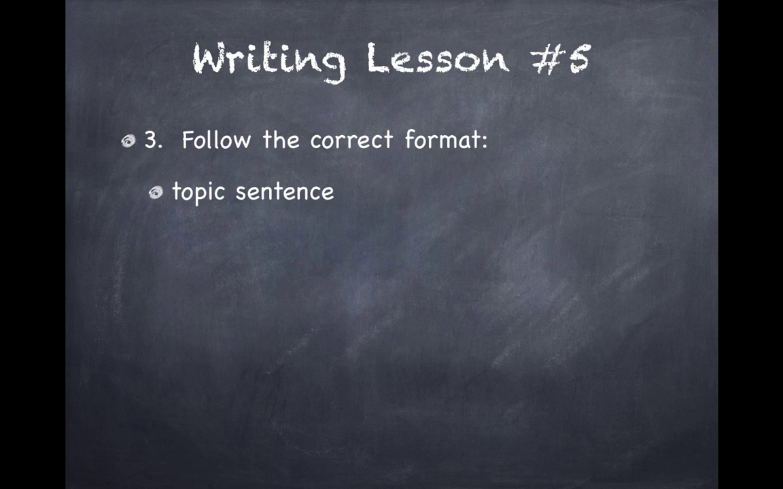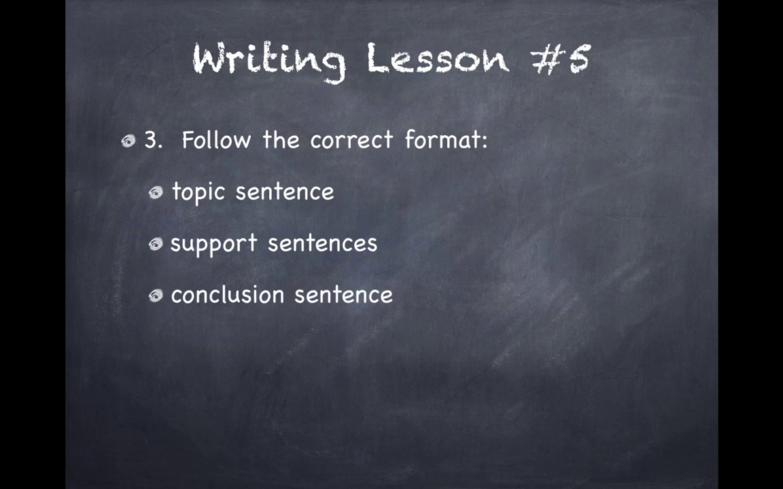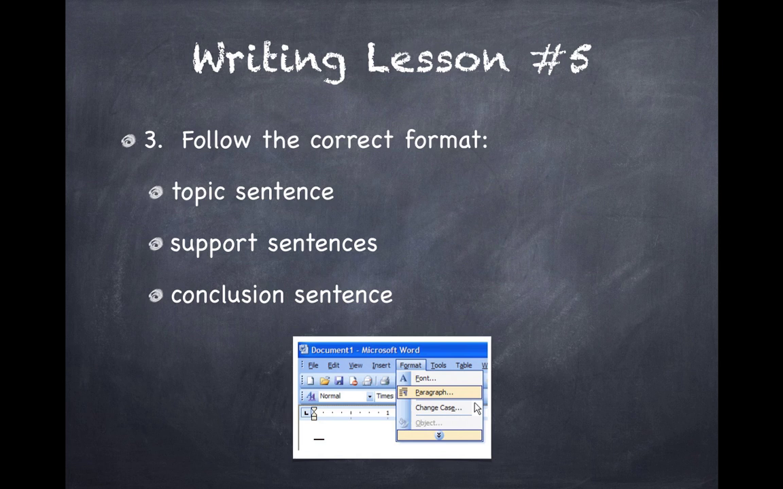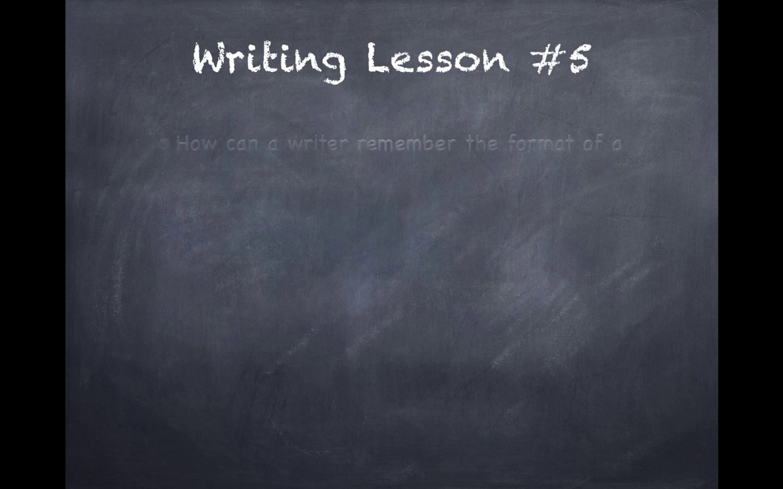So the format of a paragraph is going to include the topic sentence, the support sentences, and the conclusion sentence. You can kind of think of it like when you use a program like Microsoft Word, they will often have a format section, and the word form can mean shape, or the way something looks or the way something is arranged. So you need to make sure that you follow this format as you write your paragraphs. So let's talk a little bit more about the format here.